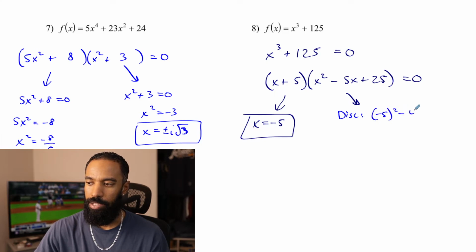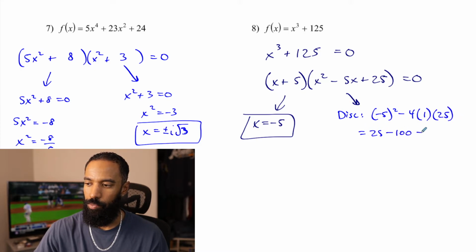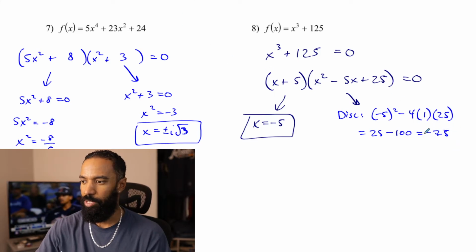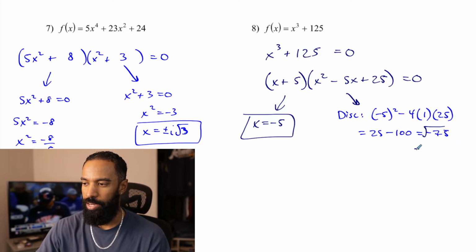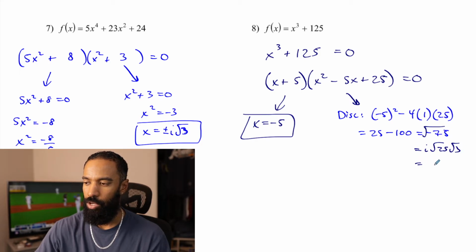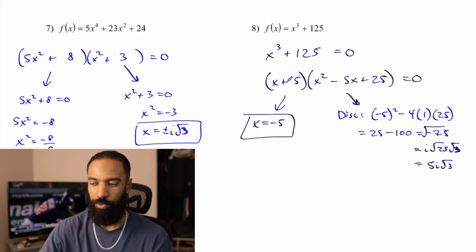B squared minus 4ac equals 25 minus 100, which is negative 75. Now, before I go further on quadratic formula, let's already work out the square root right here. This will be i root 25 times root 3, or 5i root 3. That's that square root of b squared minus 4ac portion, not just the b squared minus 4ac portion.